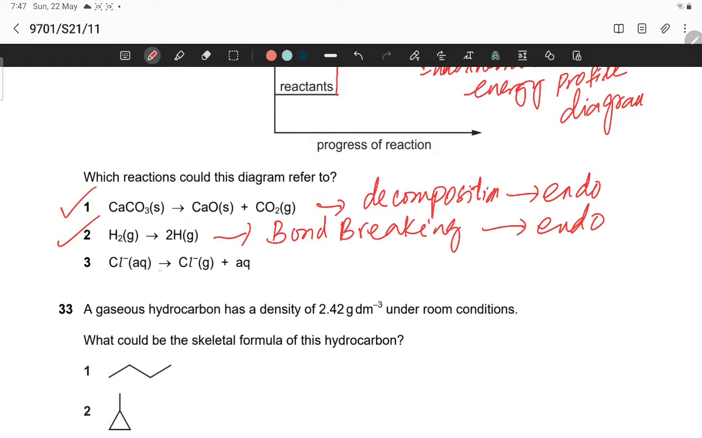Cl negative aqueous changes into Cl negative gas; aqueous ions change into gaseous ions. This option is correct because Cl negative aqueous is converted into Cl negative gas. So this is also correct because this is endothermic. Aqueous changes into gaseous form, so this is also an endothermic process. And statement 3 is also correct. So if three statements are correct, the option will be A.